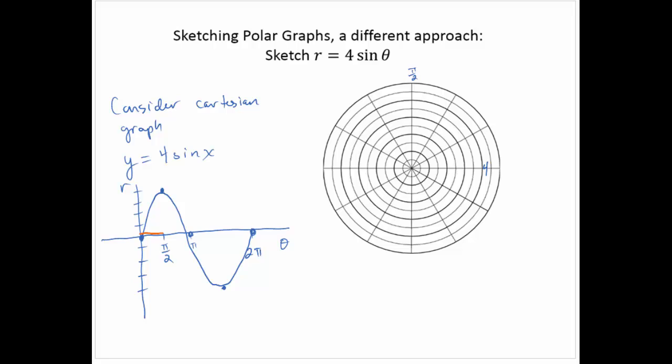And the radius increases. Now don't draw lines, but instead draw curves. It doesn't have to be perfect. We're just trying to get a rough sketch. So there, notice the radius increased to 4. And then from pi over 2 to pi, the radius decreased back to 0. And just from that should be enough information to give you an idea of what the curve looks like. Let's see another example like that.